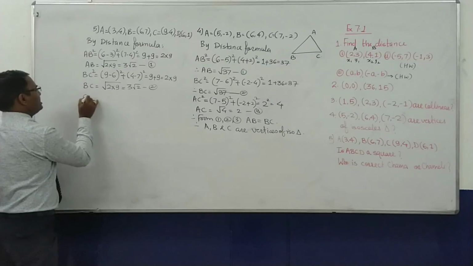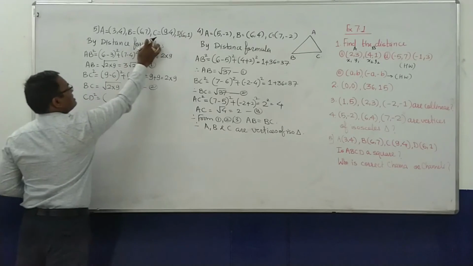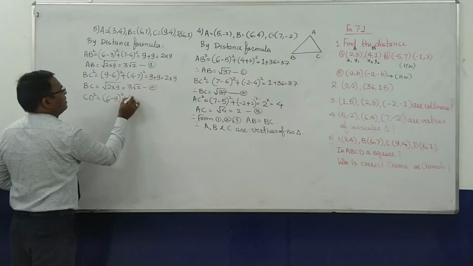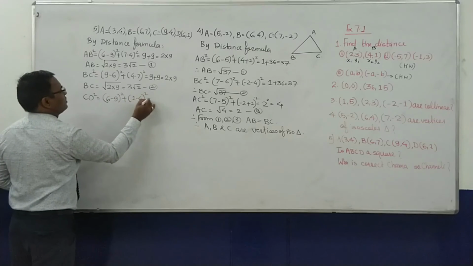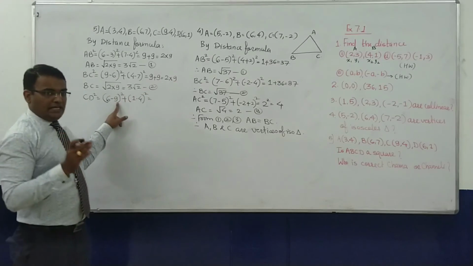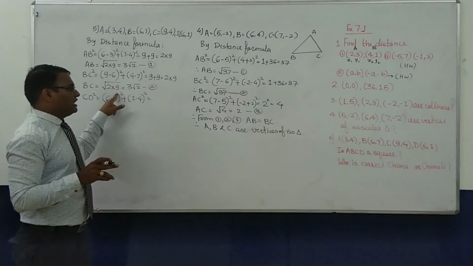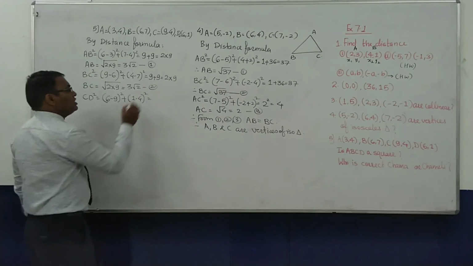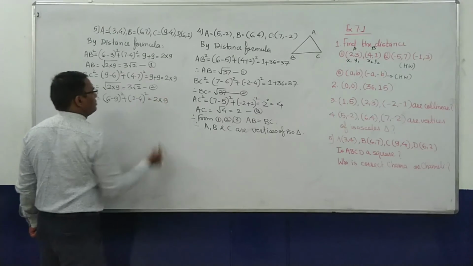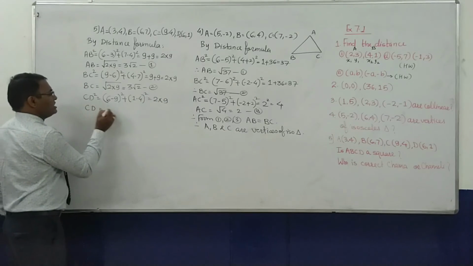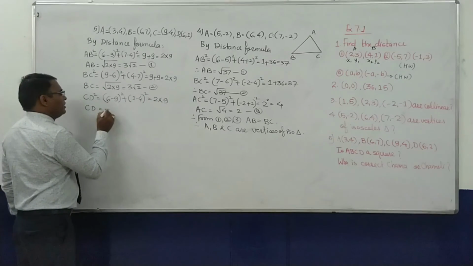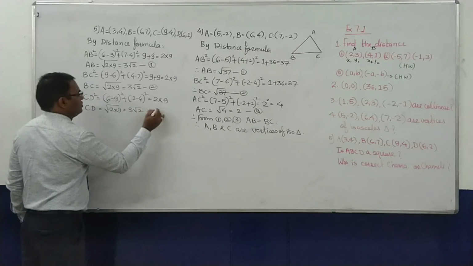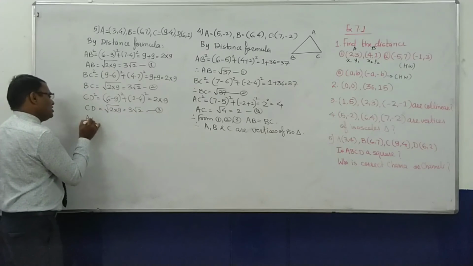Now, what about CD square? CD is 6 minus 9 square plus 1 minus 4 square. 6 minus 9 is minus 3, square is 9. 1 minus 4 is minus 3, square is 9. So again you are going to get 2 into 9. So CD is equal to under root of 2 into 9, or 3 root 2. So the third side is also equal.